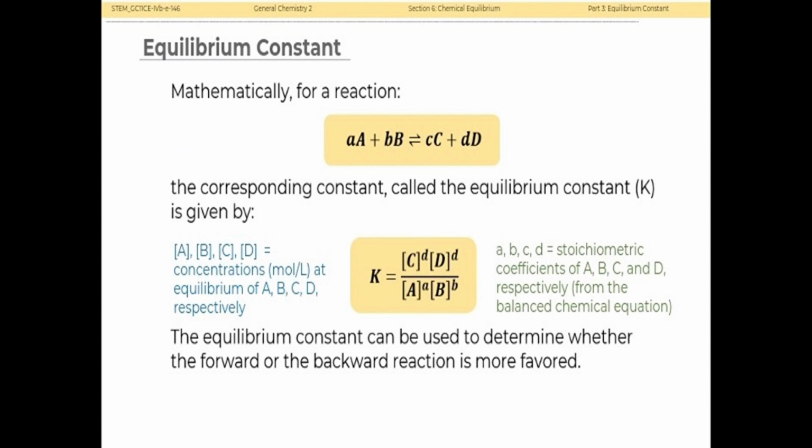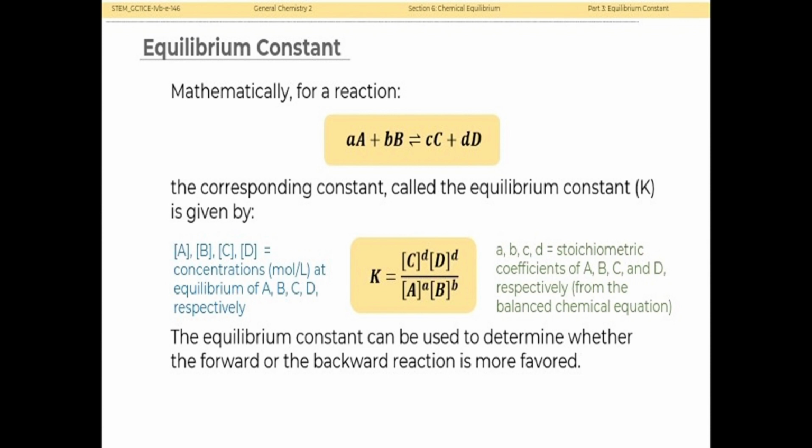Mathematically, for the following reaction, the corresponding constant, called the equilibrium constant, K, is given by the following equation. The letter enclosed in square brackets denotes the concentration of a substance in moles per liter at equilibrium. The superscript is the corresponding stoichiometric coefficient of the substance from the balanced chemical equation.